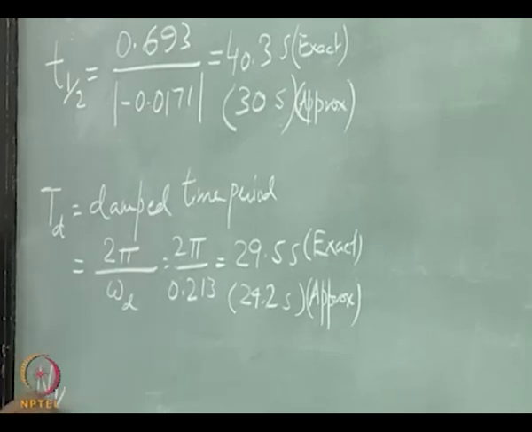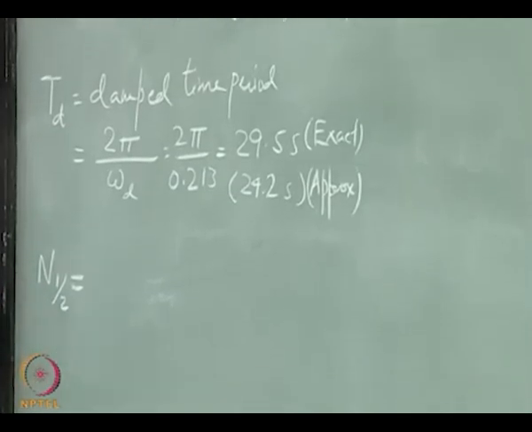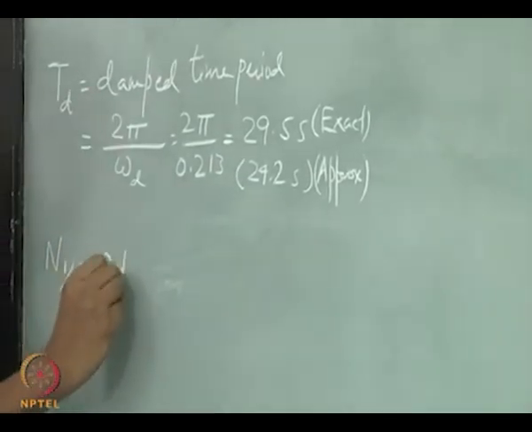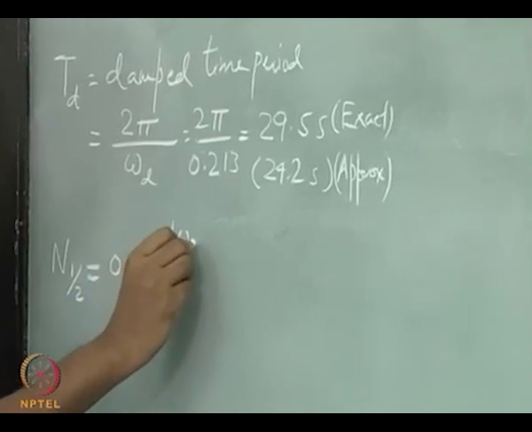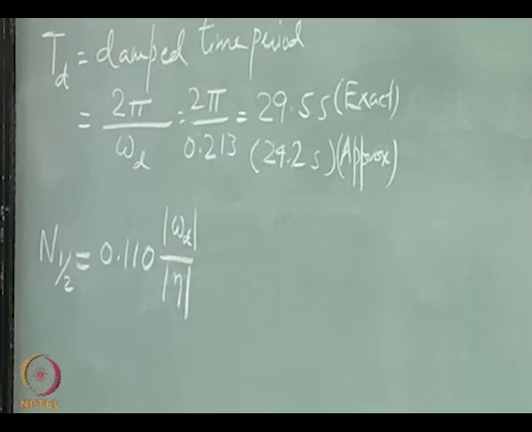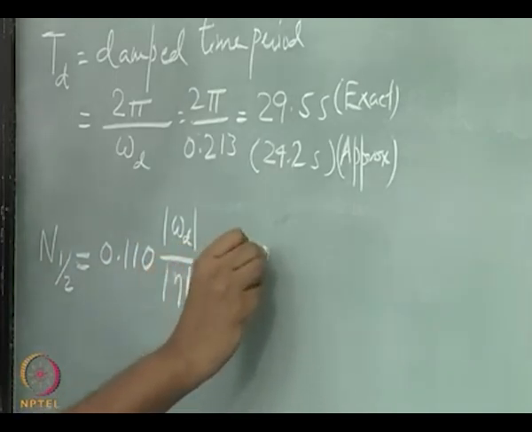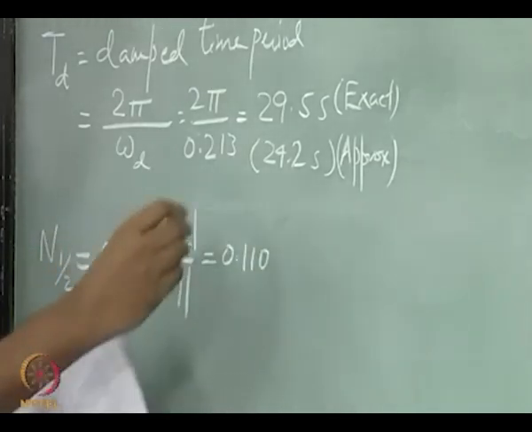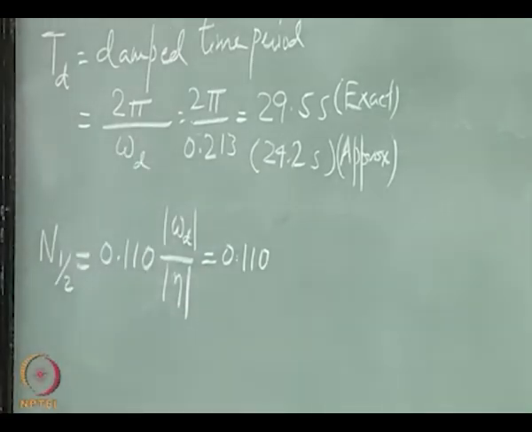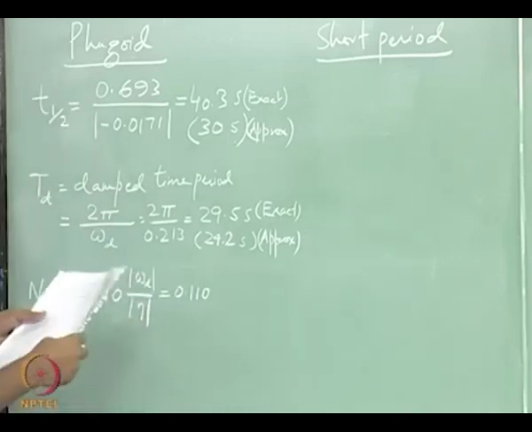Number of cycles to half the amplitude is given by this, where eta is the real part and omega d is the imaginary part of the eigenvalue. So, this is the language in which you talk. How many cycles to halve the amplitude? So, you have to speak in that language.